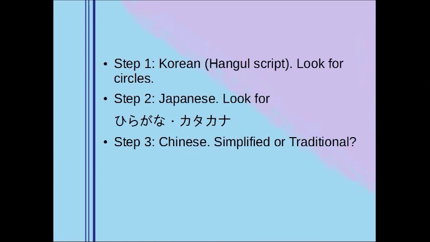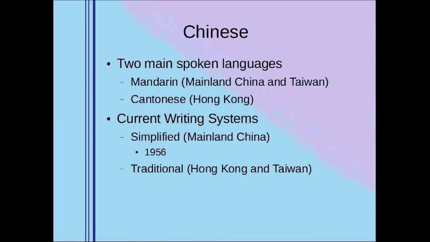Step 3 is distinguishing between simplified and traditional Chinese. Chinese has 2 main spoken languages, Mandarin and Cantonese. There are many languages in Chinese, dialects and so forth, but the 2 big players are Mandarin and Cantonese. Mandarin is the official language of mainland China and Taiwan. Cantonese is what you'll hear most often if you go to Hong Kong. And there are 2 writing systems currently in use, simplified and traditional.